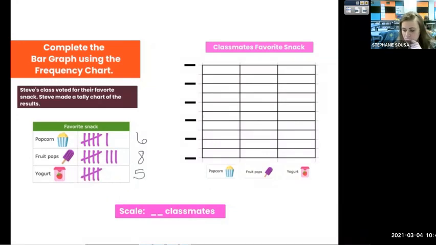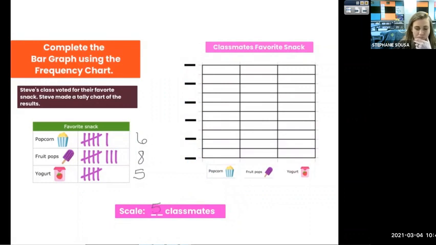So here I can see that I've got two even numbers and an odd number. We've got groups of 5 here. So I might think, oh, let's count by 5s for my scale. And that might make a really quick graph. So I'm going to come here and remember, we've got our categories across the bottom, popcorn, fruit pops, and yogurt. We've got our title. We've got the place for our scale and numbers on the side. And right here, I said I'm going to do a scale of 5.